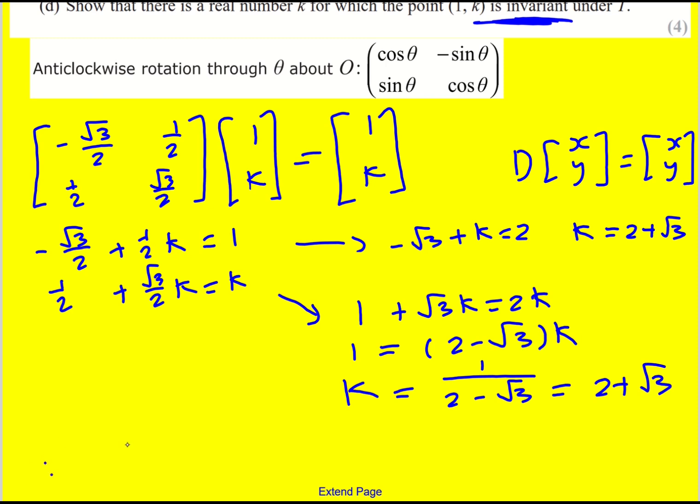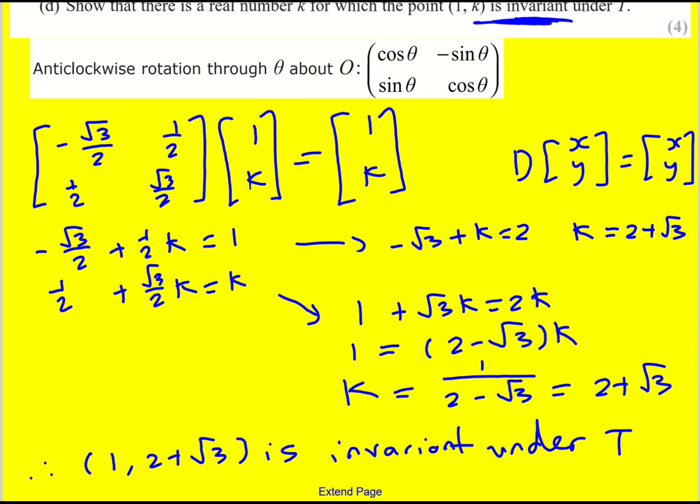So therefore, (1, 2 plus root 3) is invariant under T. I mean, I'd shown it really. I found that value of k, but I think this is a nice way to conclude.